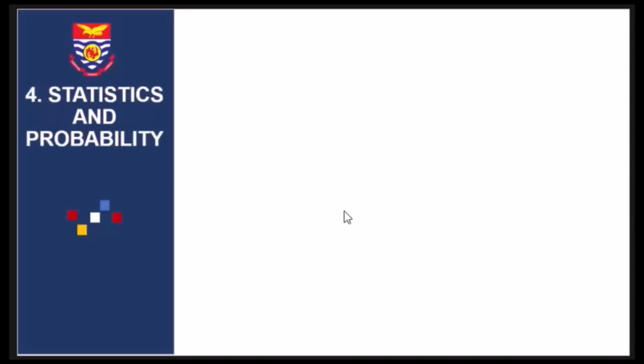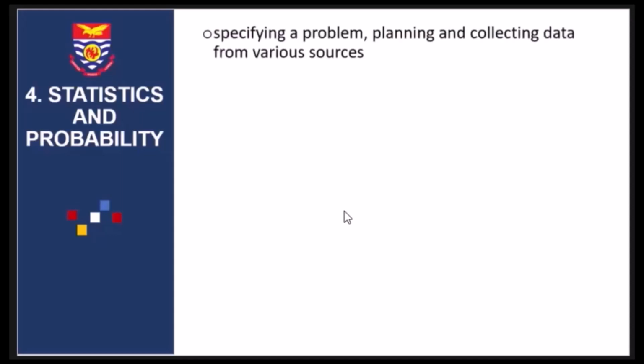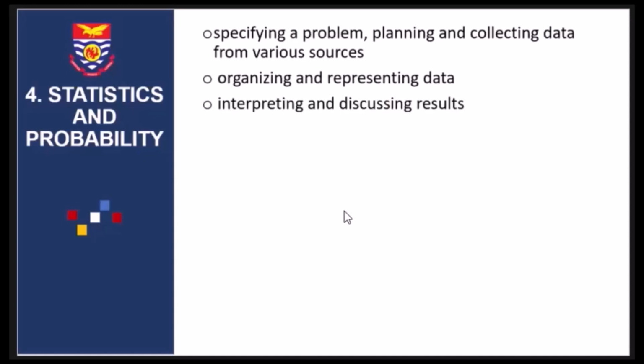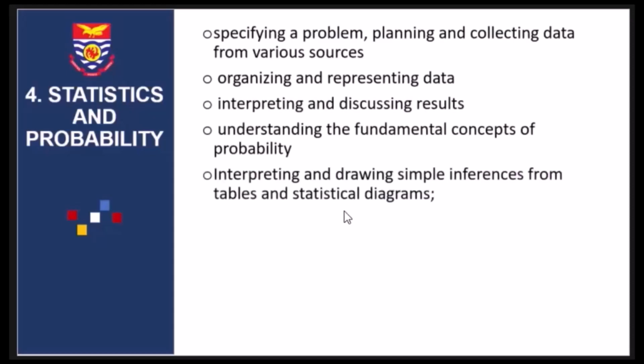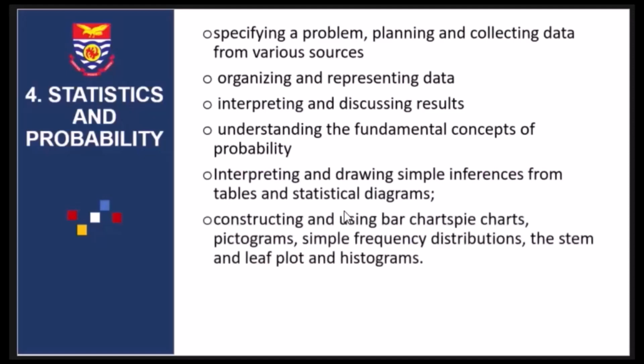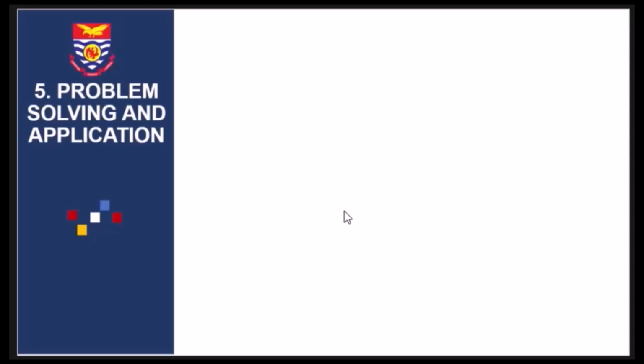And then we look at statistics and probability. The areas covered include specifying a problem, planning and collecting data from various sources, organizing and presenting data, interpreting and discussing results, understanding the fundamental concepts of probability, interpreting and drawing simple inferences from tables and statistical diagrams, constructing and using bar charts, pie charts, pictograms, and so on. All those things are there. You can consult the mathematics syllabus for JHS for details.